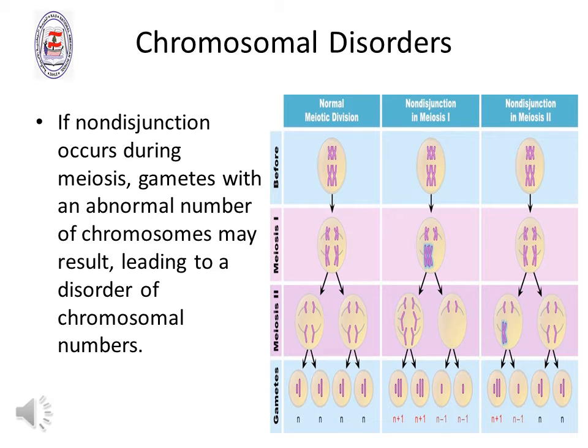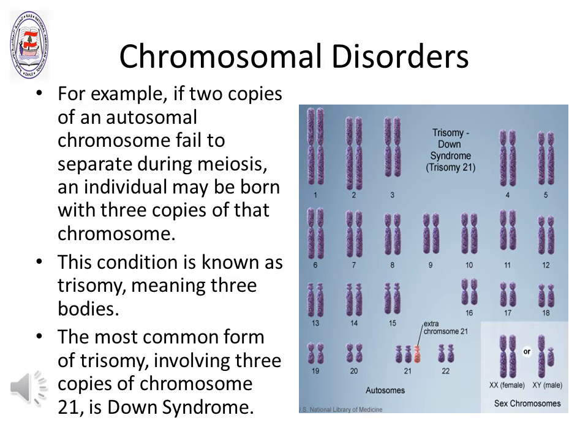If nondisjunction occurs during meiosis, gametes with an abnormal number of chromosomes may result, leading to a disorder of chromosomal numbers. For example, if 2 copies of an autosomal chromosome fail to separate during meiosis, an individual may be born with 3 copies of the same chromosome. This condition is known as trisomy, meaning 3 bodies.